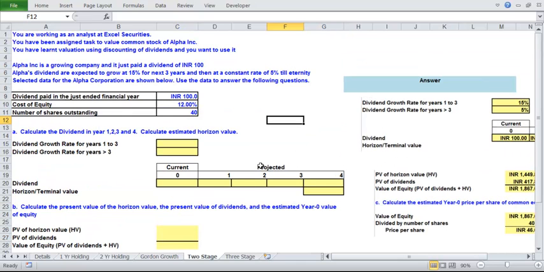In the two-stage model, we are saying that the company is a growing company. It's not a stable company, and it has paid a dividend of INR 100 lakh. Now we want to find out the value of the company.